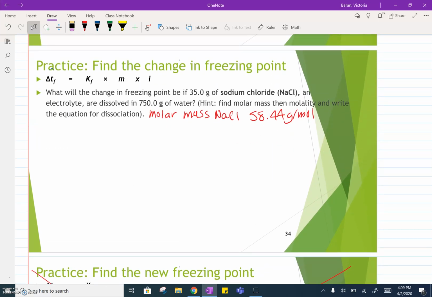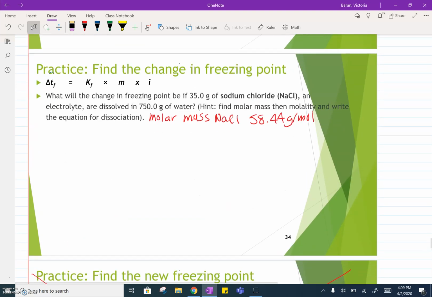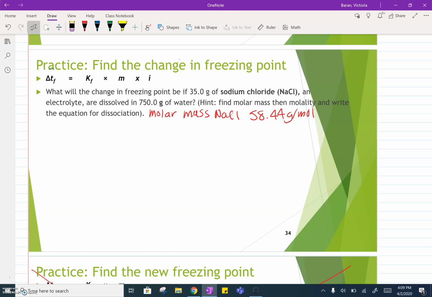All right, so for the first example, we have to find the change in freezing point, and I will also show you how to find the new freezing point. And you can also cross off this problem right here. So I'm going to show you how to do both within the same problem. Also on the test, I will give you the molar mass, again, just to save time because these are pretty lengthy problems. So what is the change in freezing point? And we will find the new freezing point.